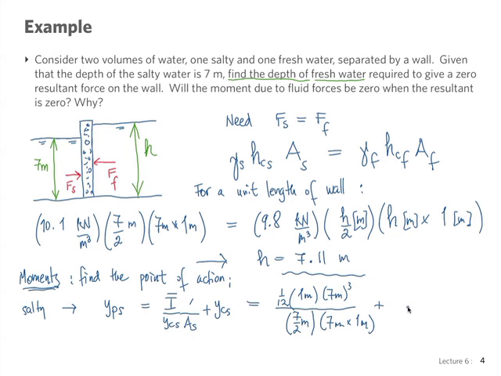And we have the area, which is 7 meters times 1 meter, plus the depth of the centroid, which is 7.5 meters. So we have everything. We can put this in the calculator because these are just numbers that we can calculate. I've done this already, and I get 4.67 meters.